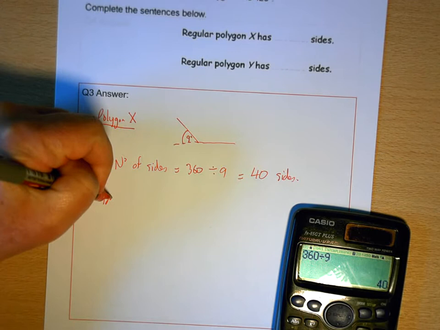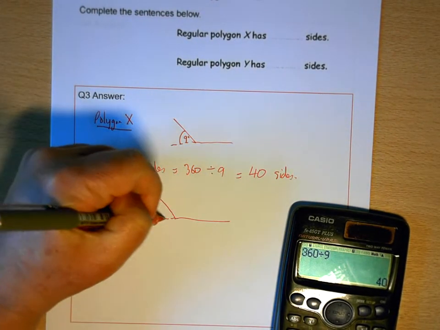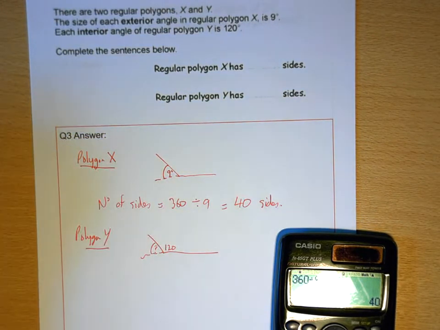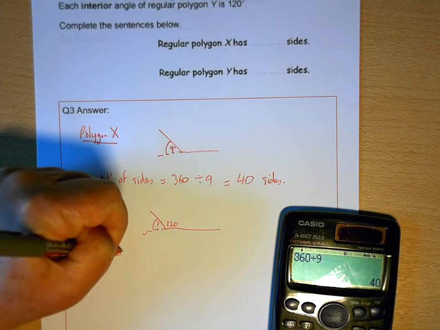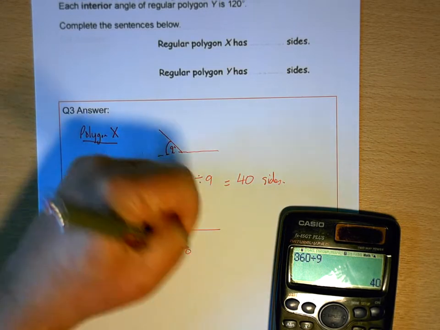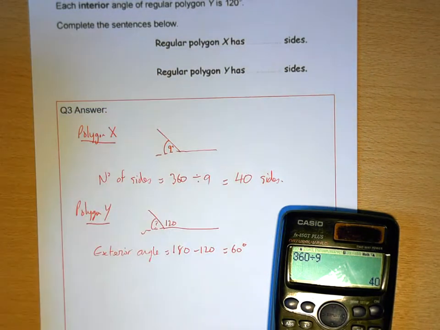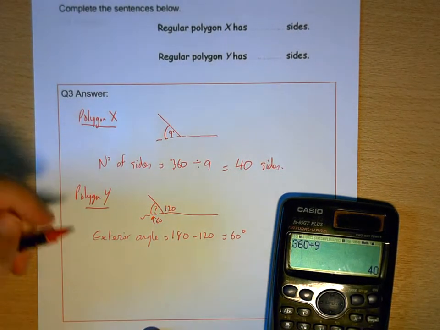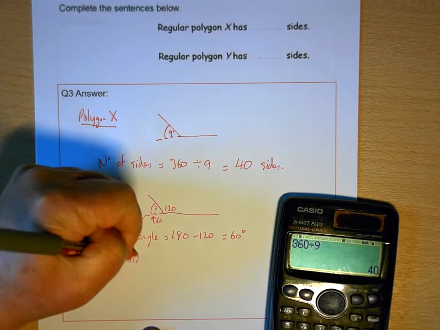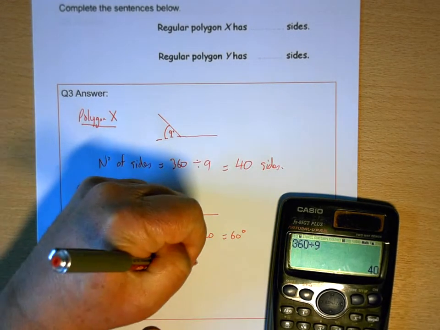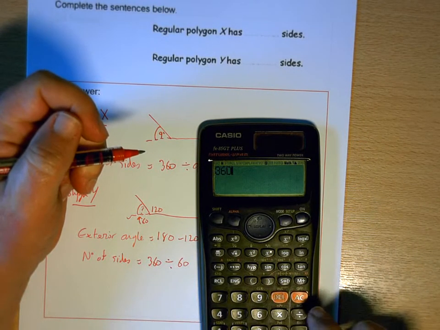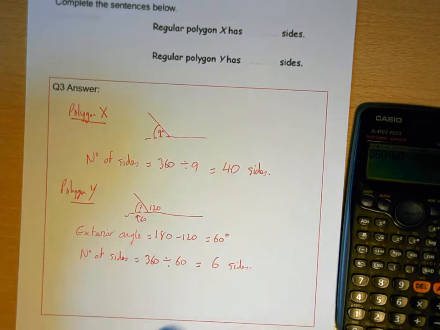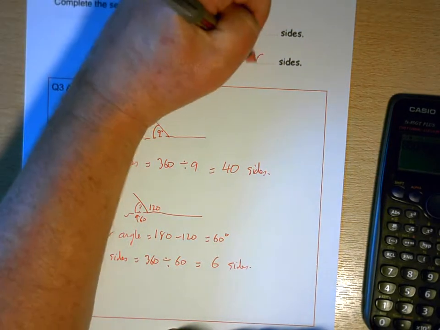For polygon y, in this one, it's the internal angle I know is 120. So I need to work out the exterior angle first. The exterior angle is 180 less 120, which is 60 degrees. So I then want to see how many times 60 turns in 360. So the number of sides is 360 divided by 60. So 6 sides. So regular polygon x has 40 sides, regular polygon y has 6 sides.